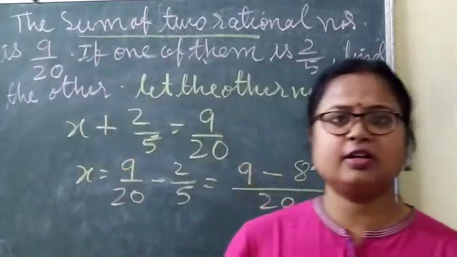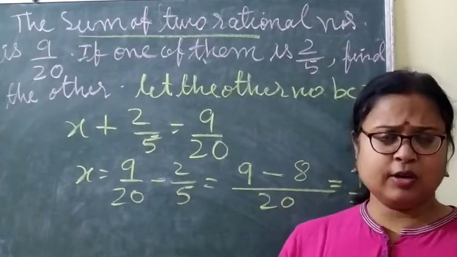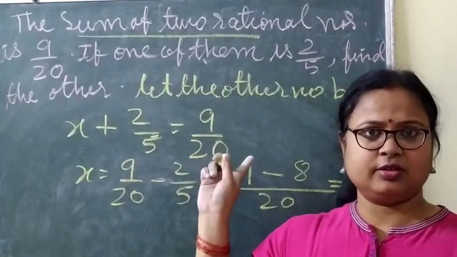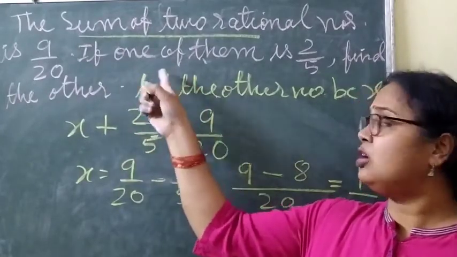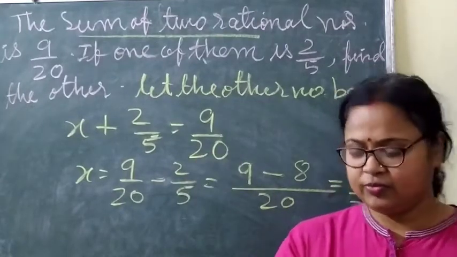What answer you will get here? 1/20. It is not difficult, it is very easy. What you have to do first, according to the question, you have to write the equation. Clear? And the number which is unknown, that you have to assume what? X. Okay? Now next.